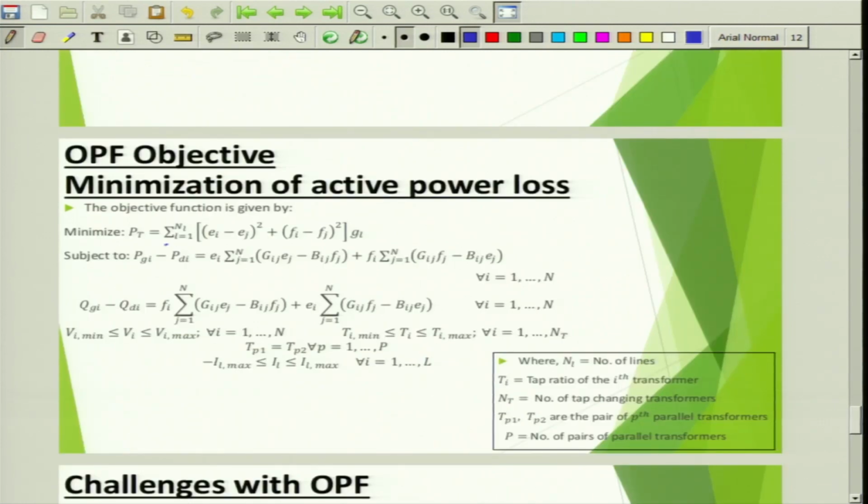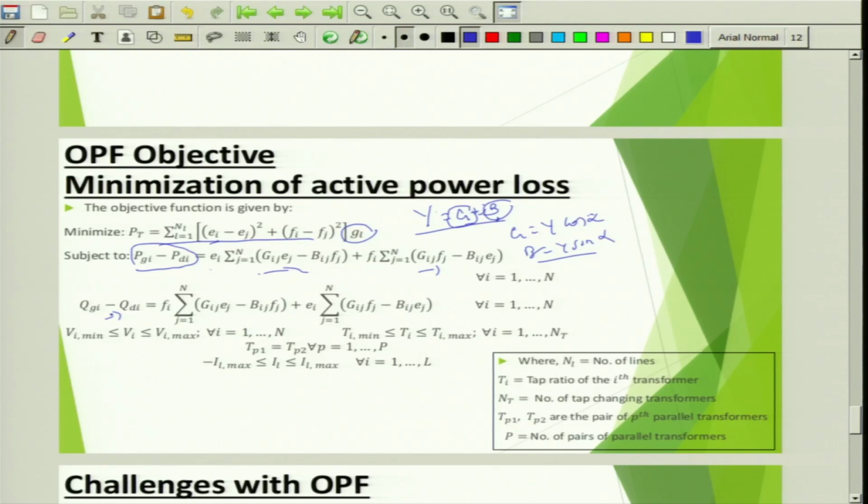Okay. Now the objective function is given by the summation of L equal to 1 to NL, (Ei minus Ej) square plus (Fi minus Fj) whole square into GL, subject to the power injected. This is nothing but Ei into summation of j equal to 1 to n, and now we are splitting it in terms of, if you remember, Y can be expressed as G plus jB, right. This is conductance plus susceptance; admittance is expressed as conductance plus susceptance. Because this is the voltage real part and imaginary part, that can be split into conductance plus susceptance, because G is nothing but Y cos alpha, let us say, and B is equal to Y sin alpha, correct. So that can be expressed like this.